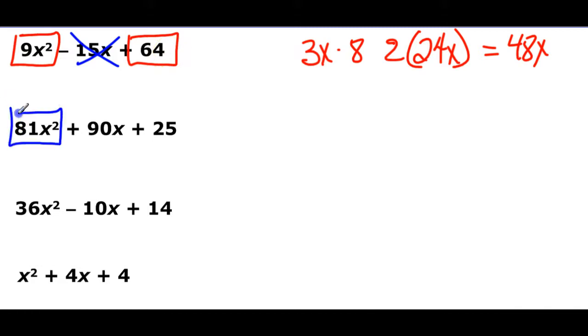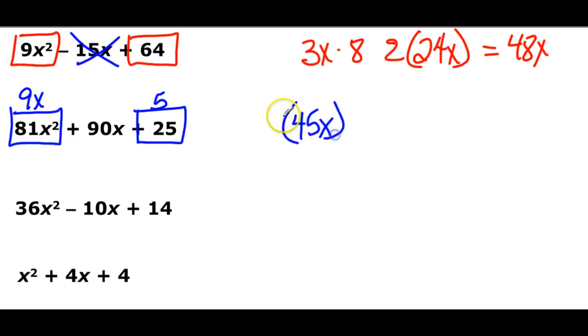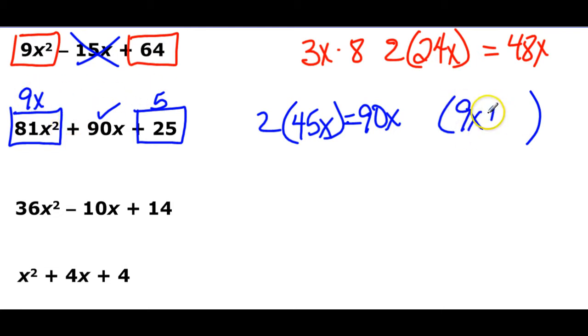Ready? Perfect square in the front, square root is 9x. Perfect square in the back, square root is 5. Multiply these together, that's 45x, times 2 is 90x. Is that the middle term? Yes, it is. So all I have to do is take these 2 square roots that I already pulled out, the sign in the middle, 9x plus 5, and put a little 2 on the outside, and there it is factored. Look how easy that is, okay?